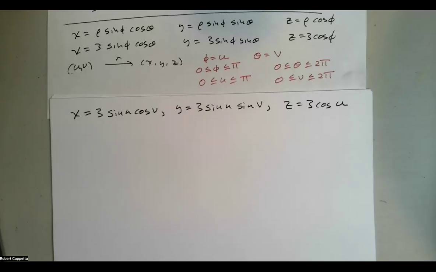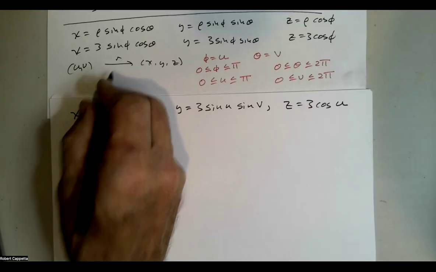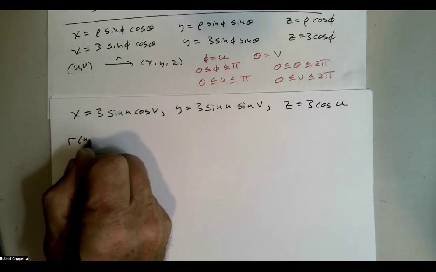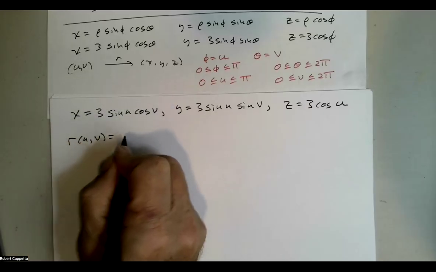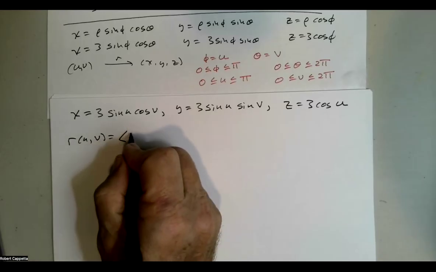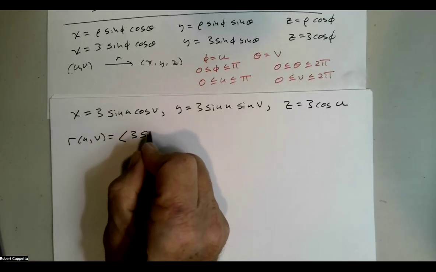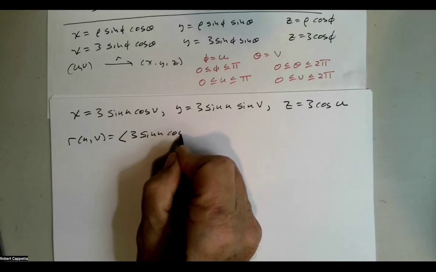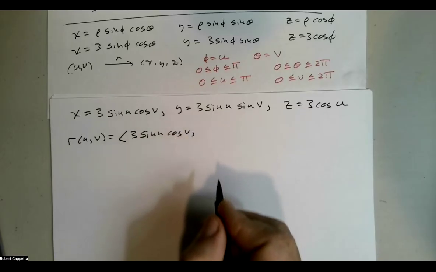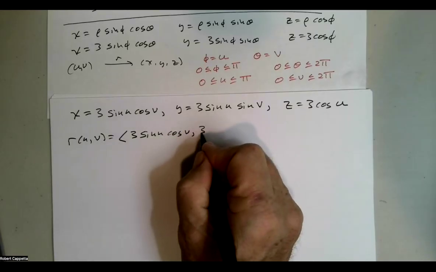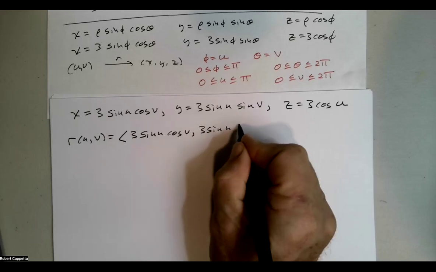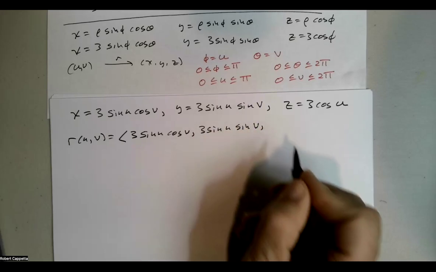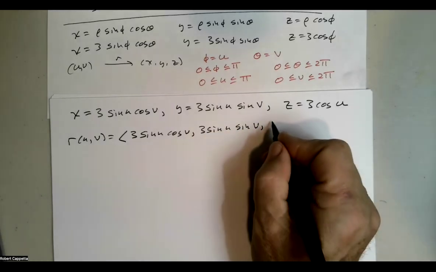So let's put this together and rewrite this as a function of u and v. Just replacing the phi and the theta with u and v, we get these three versions for x, y, and z. So now let's construct that function r of u comma v, which in the x slot is 3 sine u cos v, in the y slot 3 sine u sine v, and in the z slot 3 cos u.